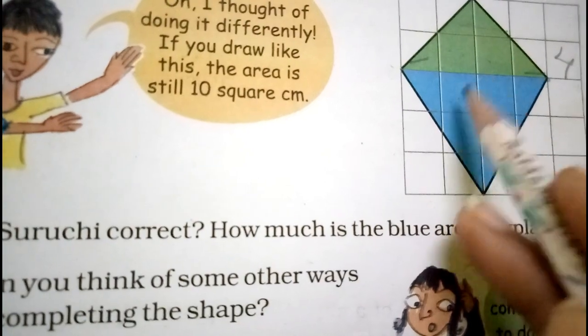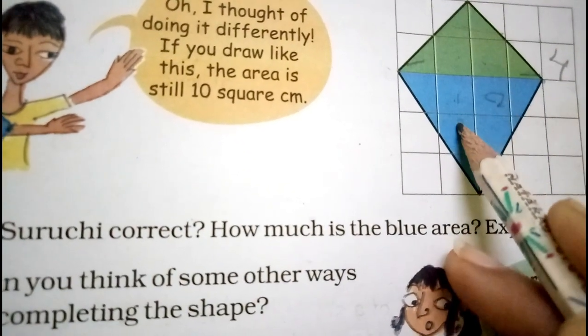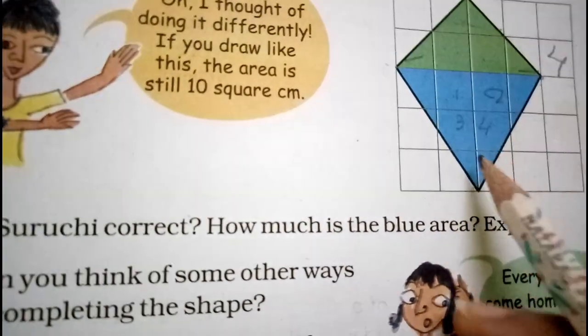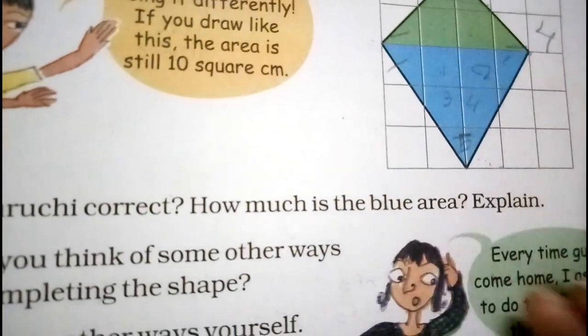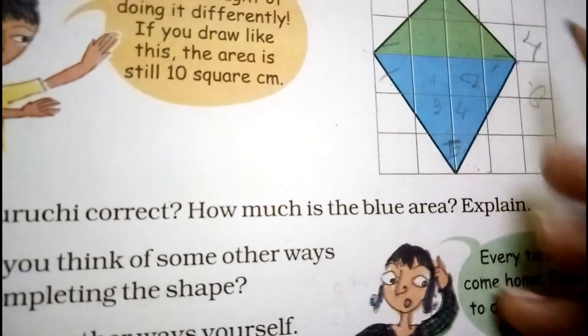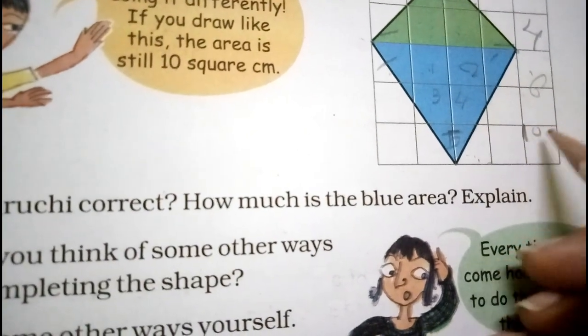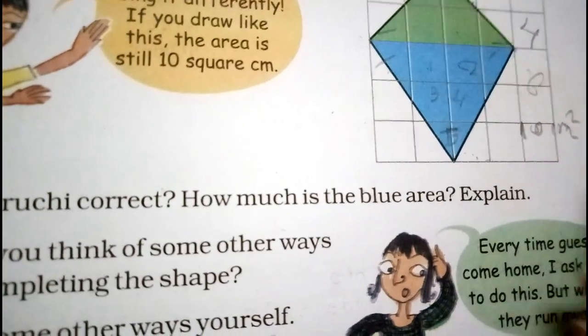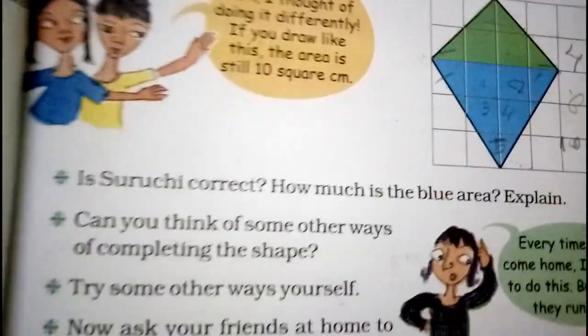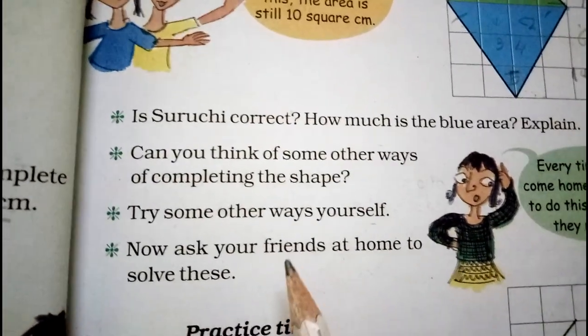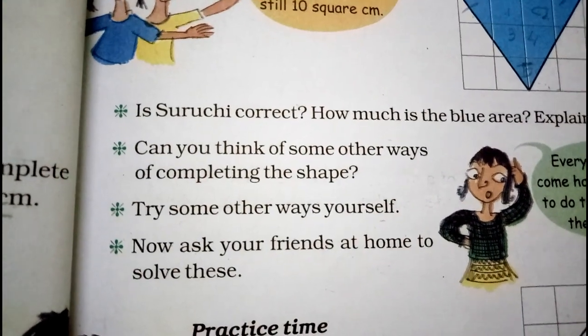And let's check the blue. 1, 2, 3, 4, half and half, 5, and this half and this half, 6. Yes, 6 and 4, 10 square centimeter. So area of this one is also 10 square centimeter. So can you think of some other ways of completing the shapes?